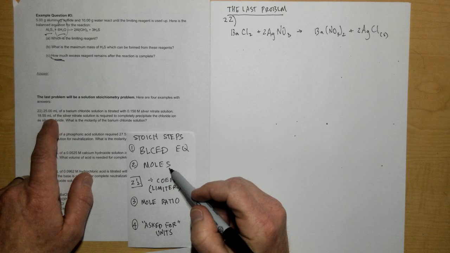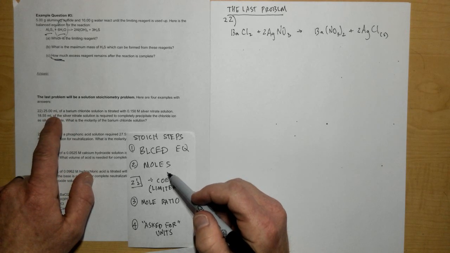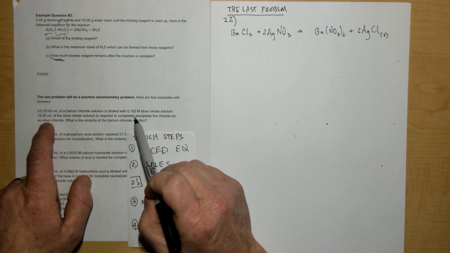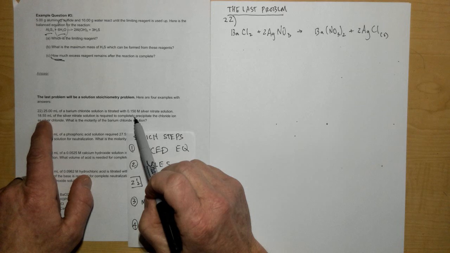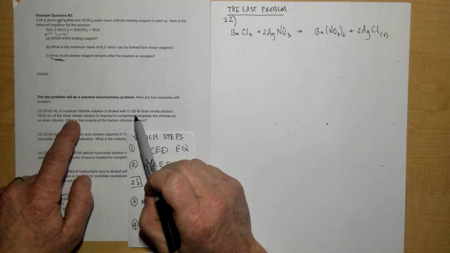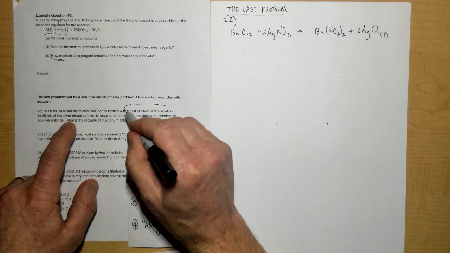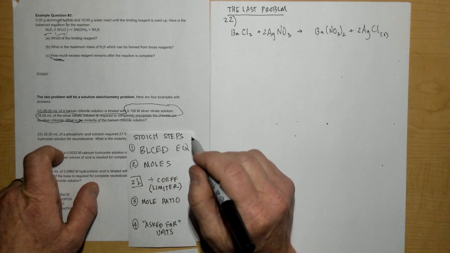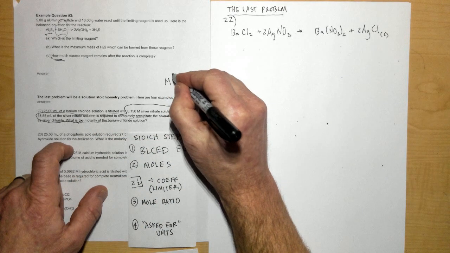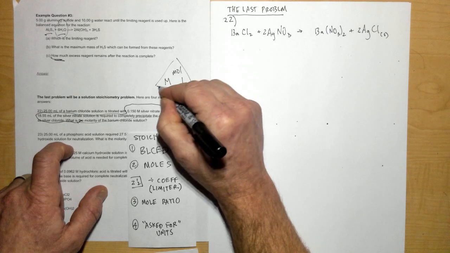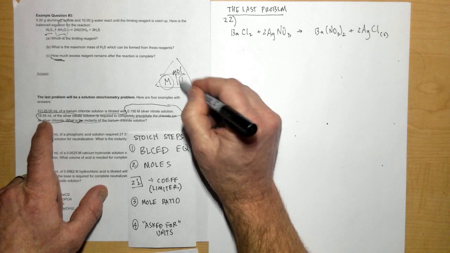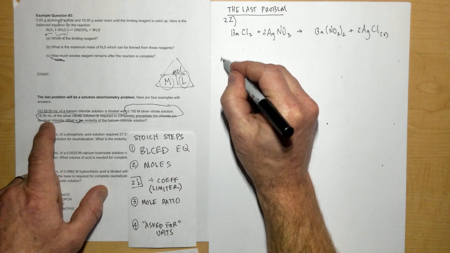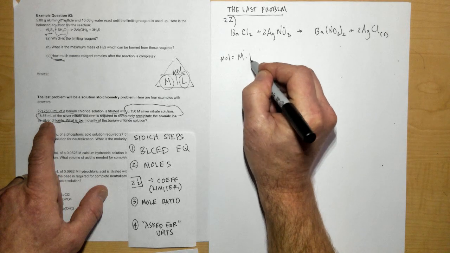Second, convert to moles. So it gives me 25 milliliters is titrated with the 0.15 molar silver nitrate, and it tells me that 18.55 milliliters of the silver nitrate solution is required. So if you look closely, they tell you 2 things about the silver nitrate, and those 2 things can help you find moles. So the molarity triangle tells you that if you know the molarity and if you know the volume in liters, you can find moles. So moles equals molarity times liters.